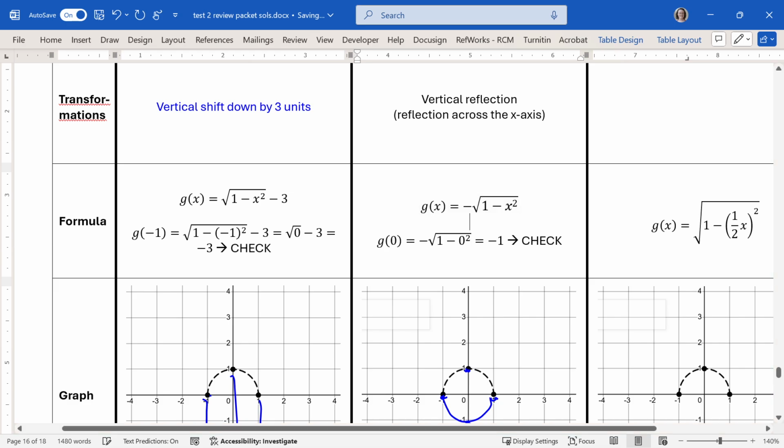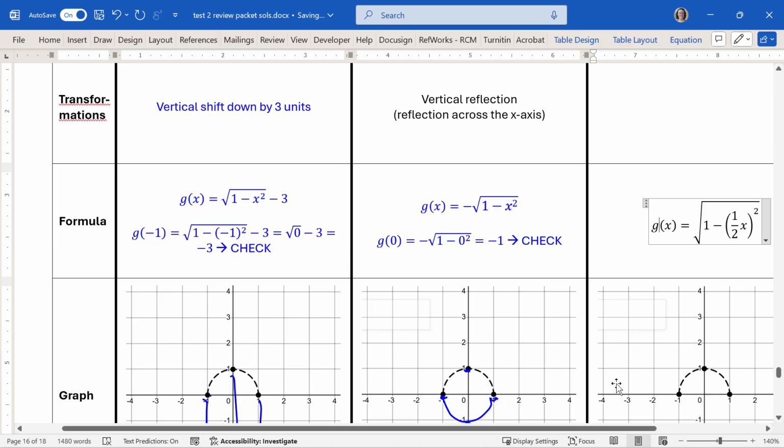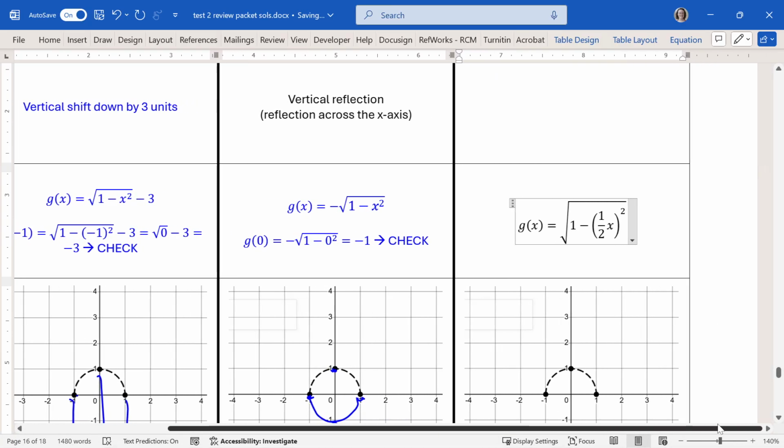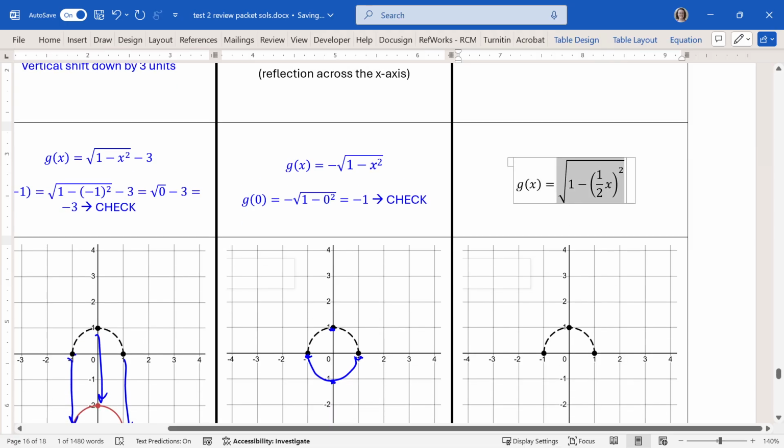All right. So let's look at the third one here. For this one, I'm given the formula. Well, if you're given the formula, you can just plug in points, right? So even if you don't know what this does, you can plug in points and see what you get. So let me see what happens if I plug in, let's say, -1.